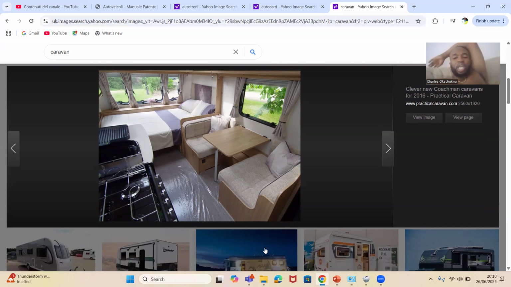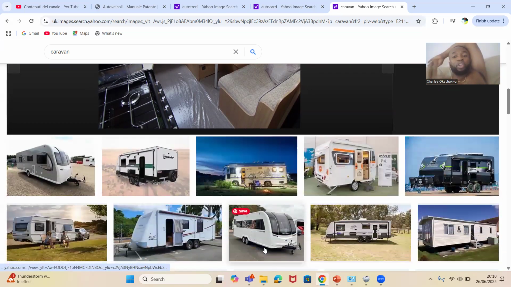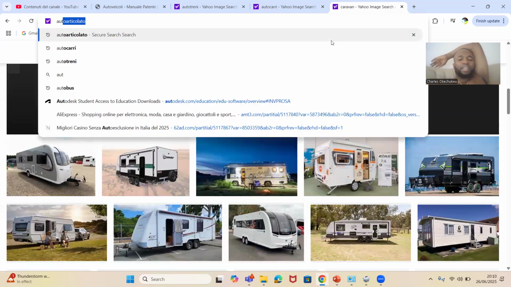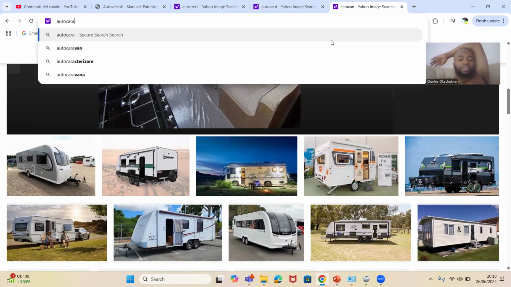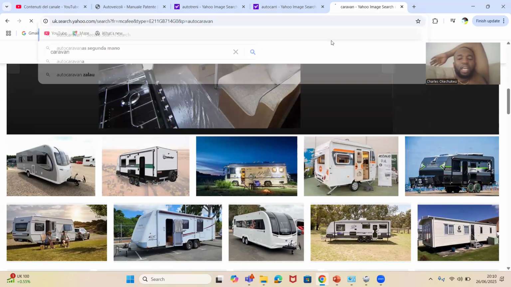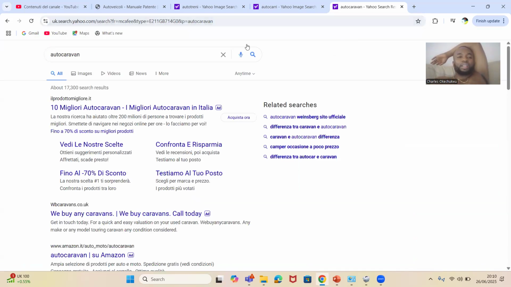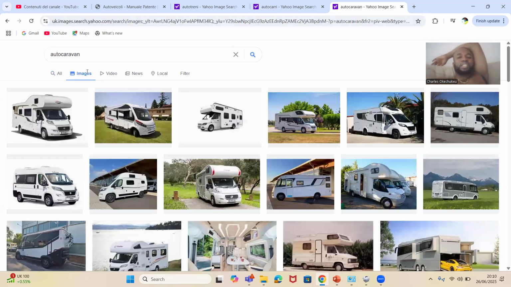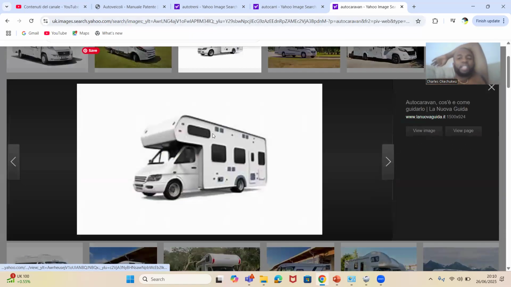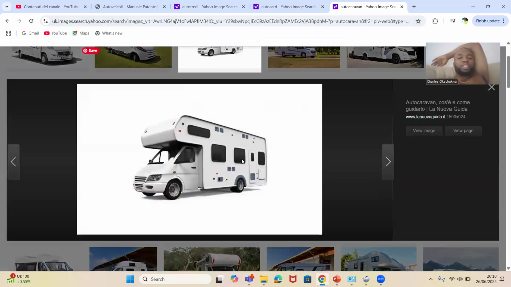Now, guys, watch. I want to show you something very different. Remember, this is the third family of container. If I now tell you auto caravan, auto caravan is different. Auto caravan is not a container. Auto caravan is whenever the vehicle is in movement. You have seen this on the road many times. When the vehicle is in movement, it is called an auto caravan.